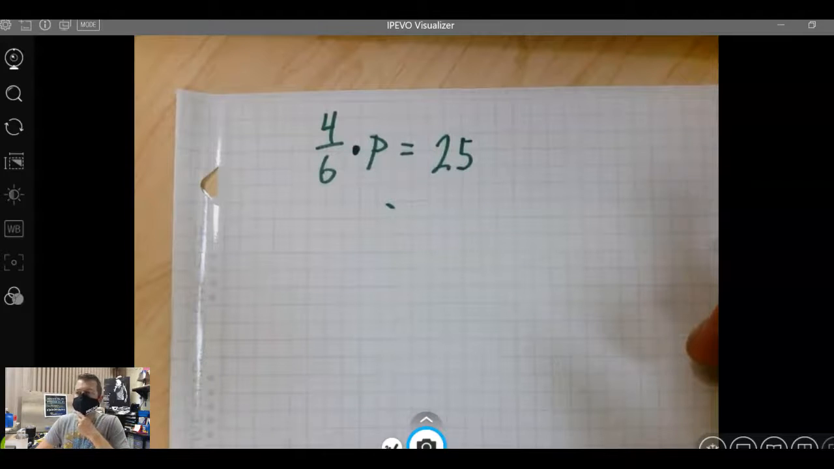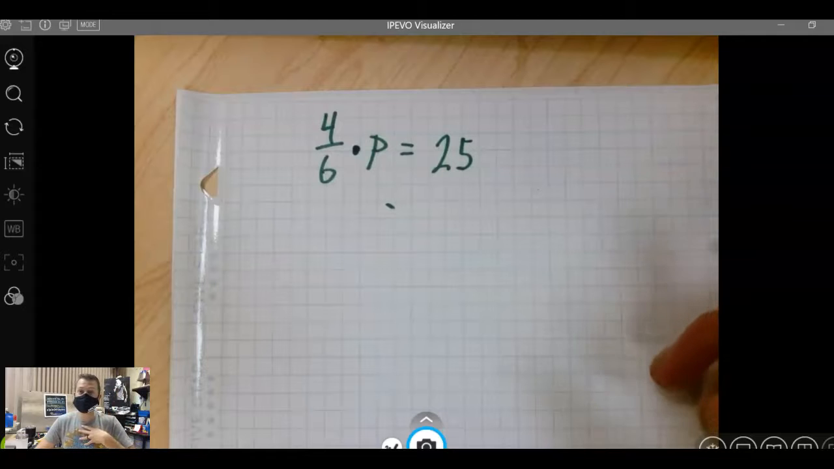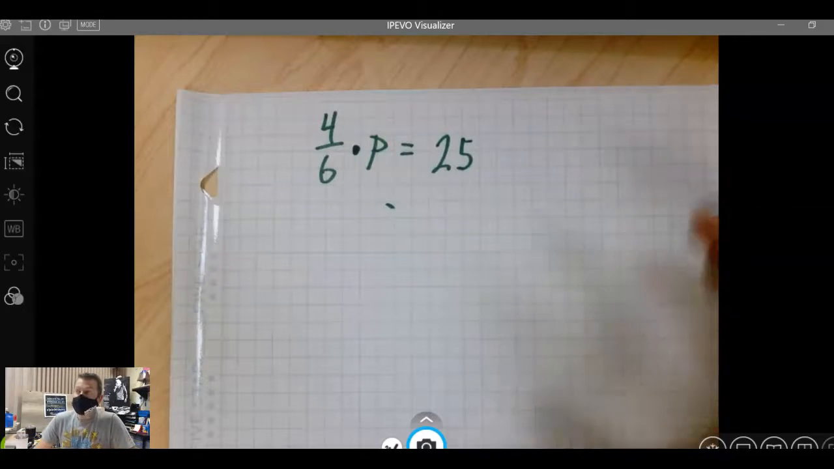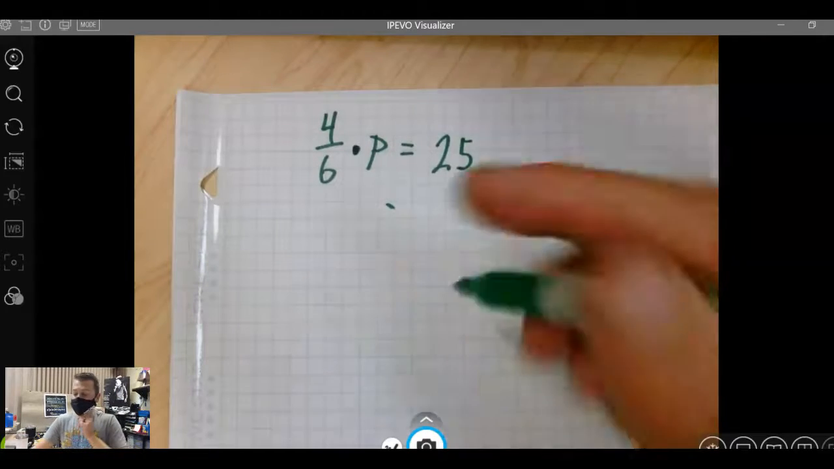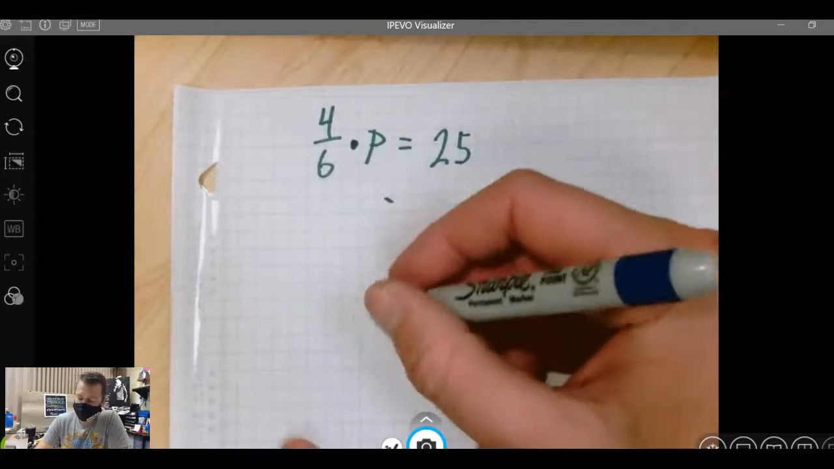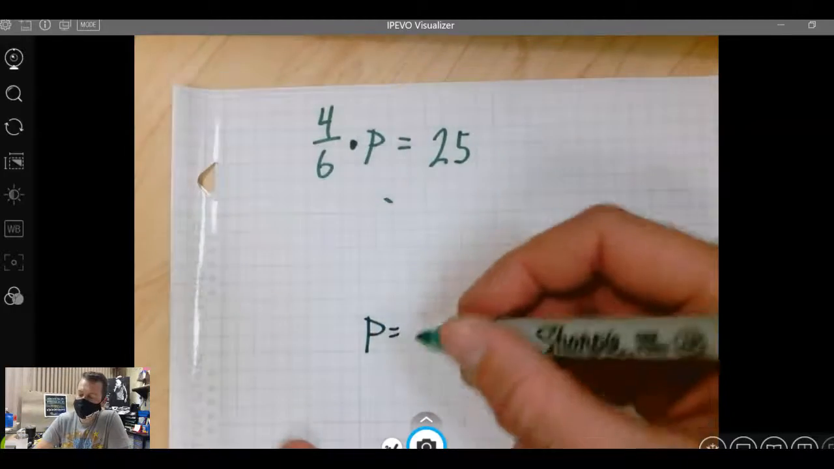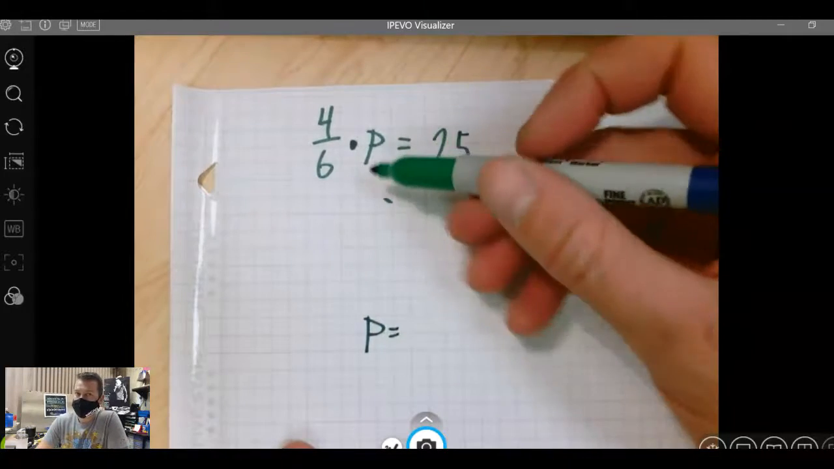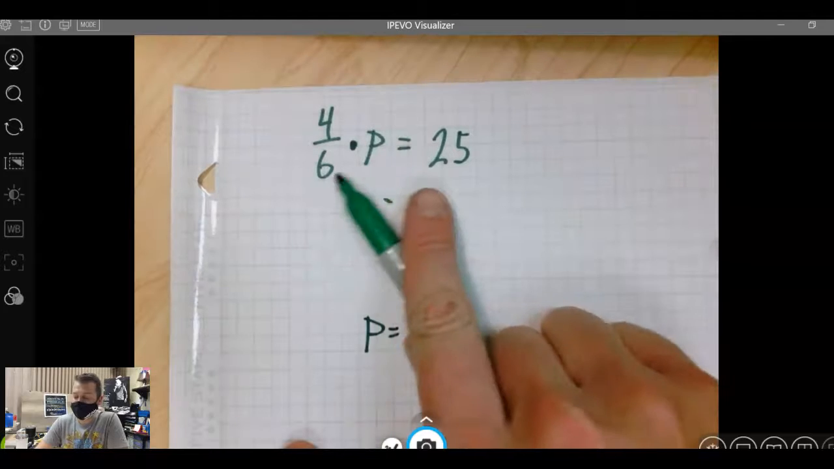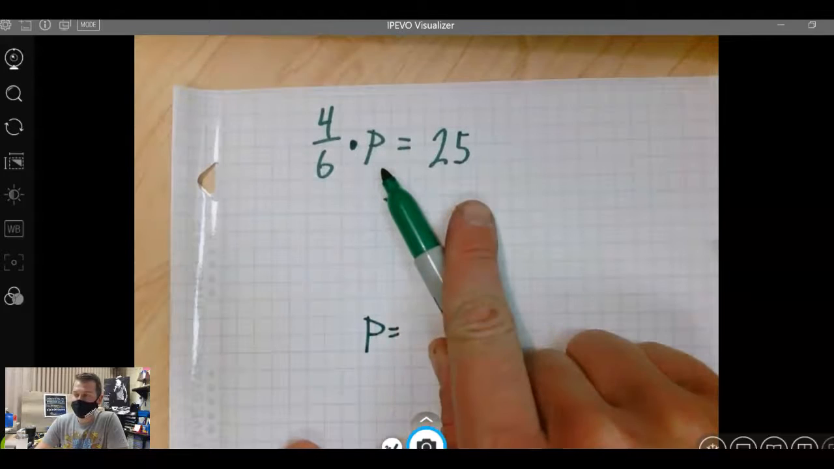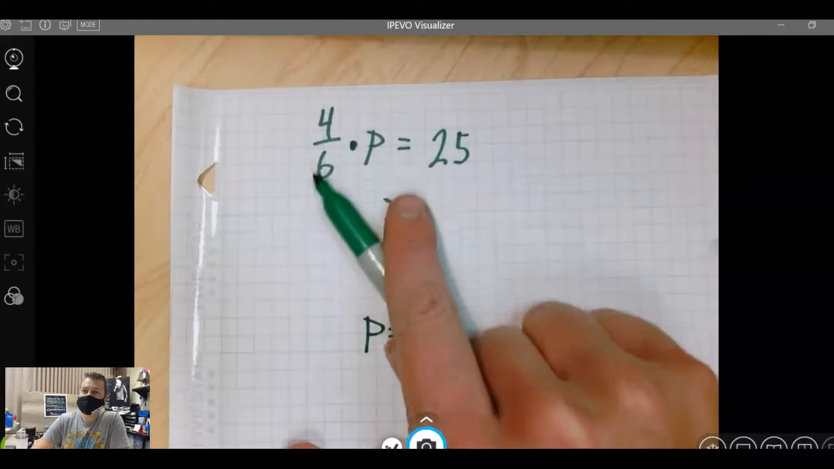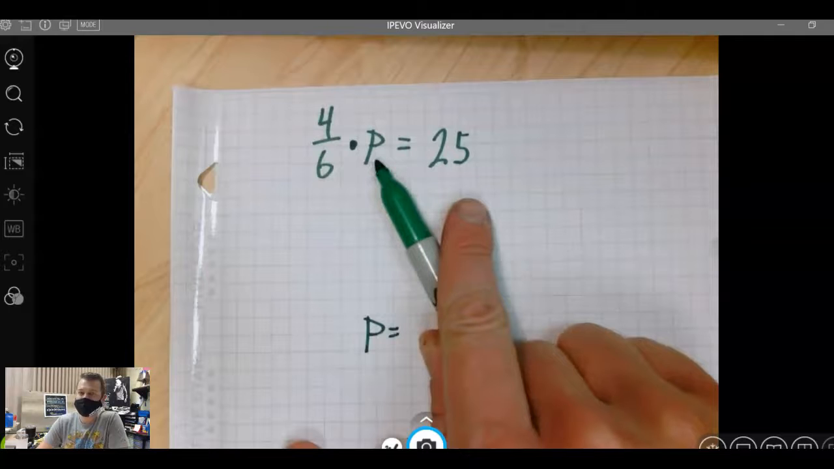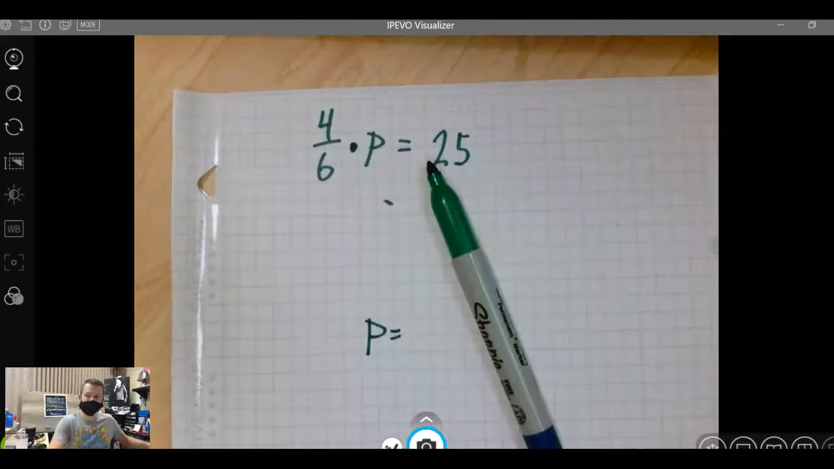But, you know, we're a school. We don't have lots of money. We don't want to buy too much pizza, although I would buy too much pizza and just eat way too much. But we want to buy what we need. So we need to solve what is P. What was the amount of pizza that we should have ordered? This is a fraction multiplied by a variable. 4/6 of the pizza that we should have gotten was 25 pizzas.